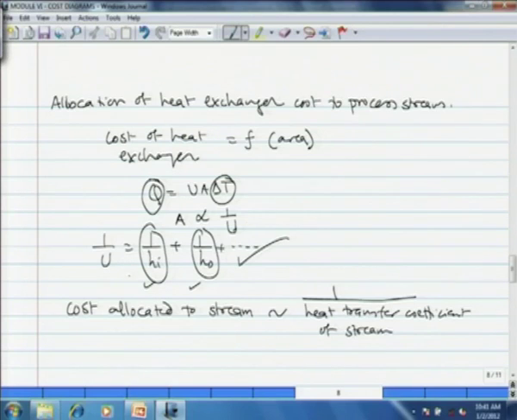We use the thumb rule that the heat exchanger cost is proportional to the heat exchanger area, and the area is inversely proportional to the overall heat transfer coefficient. The overall heat transfer coefficient has contributions from both inside and outside film coefficients. So, if any exchanger is exchanging heat between two streams, then we allocate the cost of the heat exchanger, the annualized capital cost of the heat exchanger, to the two streams in inverse proportion to their film coefficients. Okay?